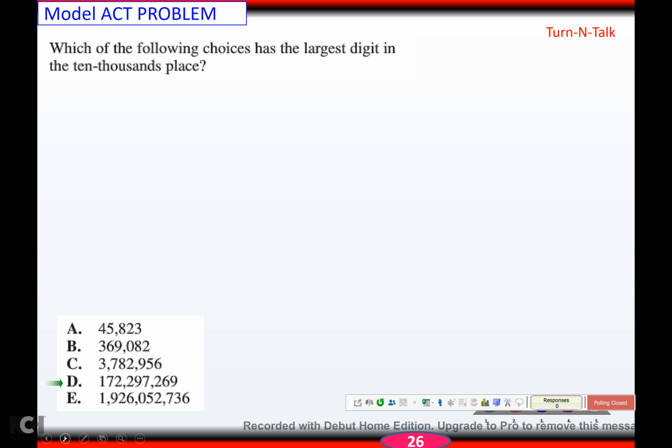We are looking for the number that has the largest digit in the 10,000ths place. 10,000ths place would be there. That's a 4, 6, 8, 9, 5. The biggest digit is a 9, so it's D.